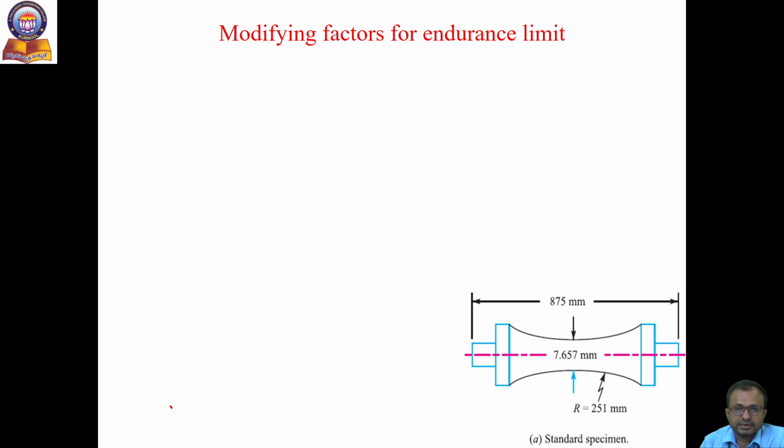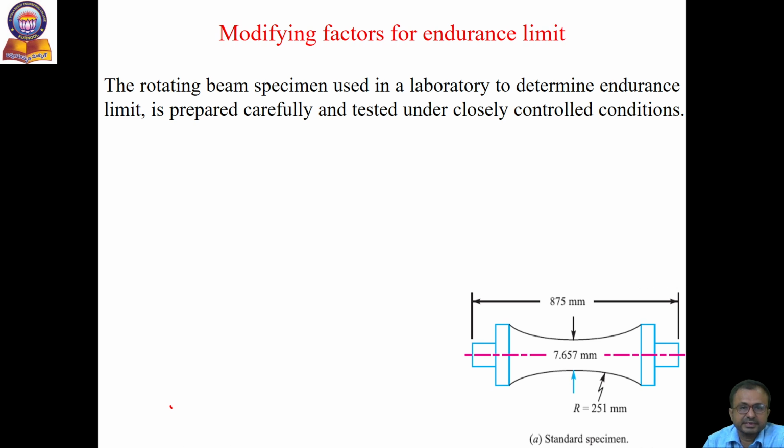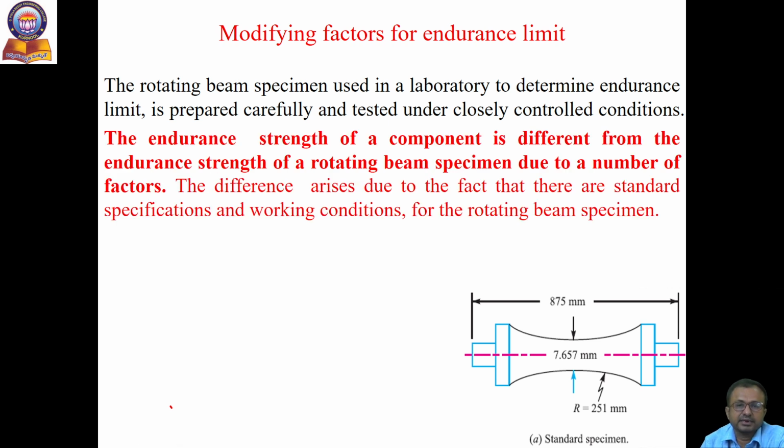So today we will discuss the modifying factors for the endurance limit. Generally, we conduct the rotating beam specimen test using that method. We find out the endurance limit. So this specimen is prepared under closely and carefully tested, controlled conditions.